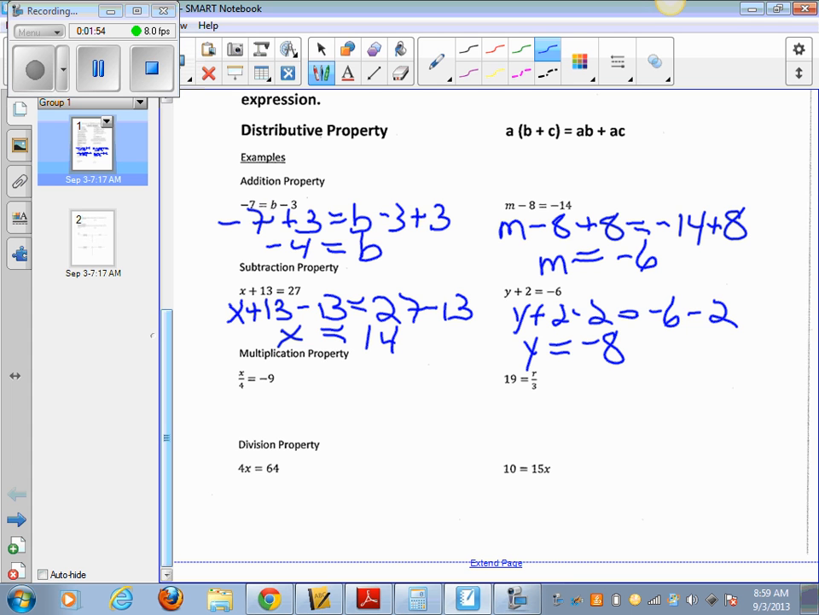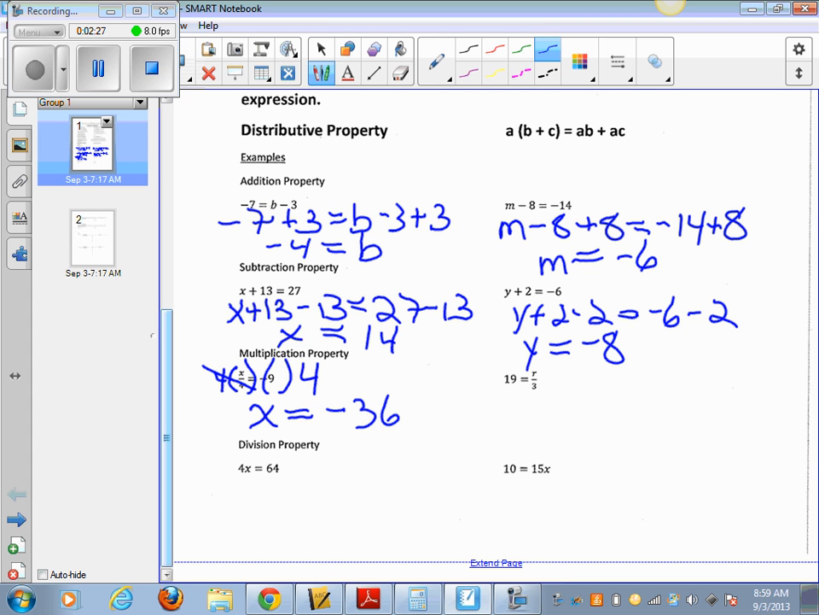So our multiplication property and division property, same as the addition and subtraction properties, but this time we're multiplying and dividing. So with our multiplication property here, we have x over 4 equals -9. And we want to get that x by itself, so we're going to multiply it by 4. But that means we need to multiply the other side by 4 also. So these will cancel out, and you get x equals, and we have -9 times 4 is -36.